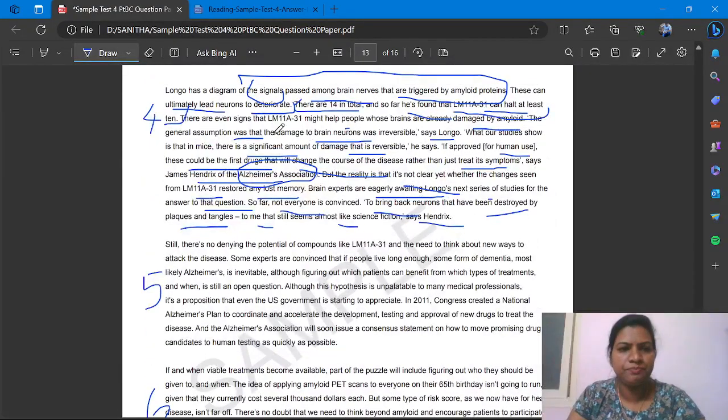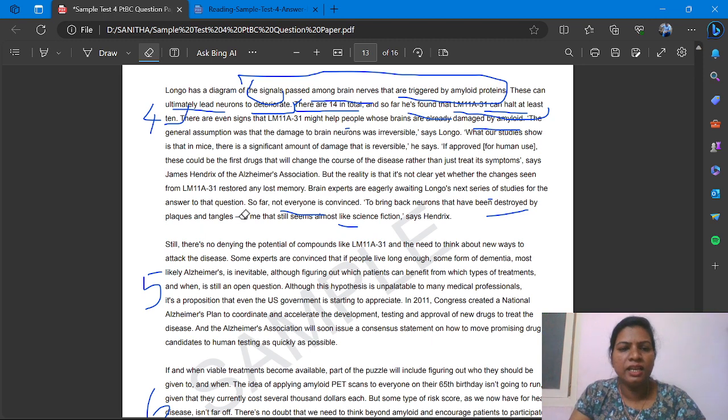Okay, go to the fourth paragraph. What Longo has said, we got the information from here also. We can read it from here. The general assumption was that damage to brain neurons was irreversible.